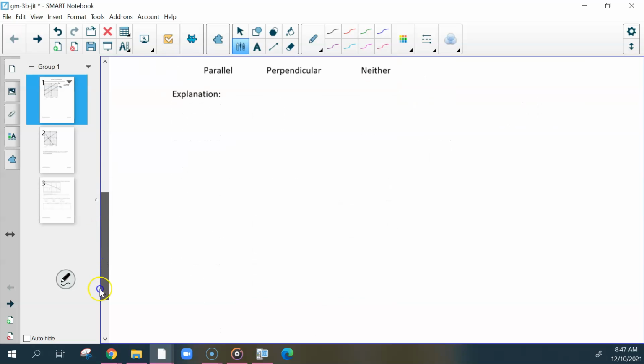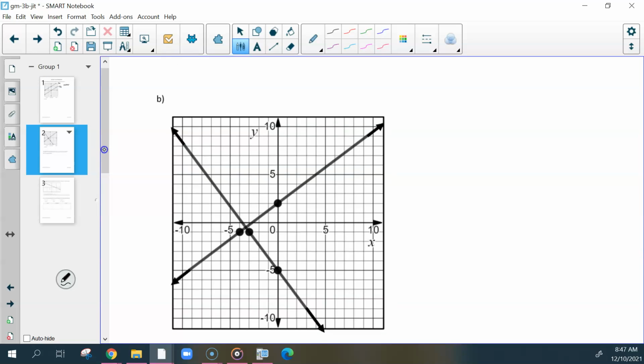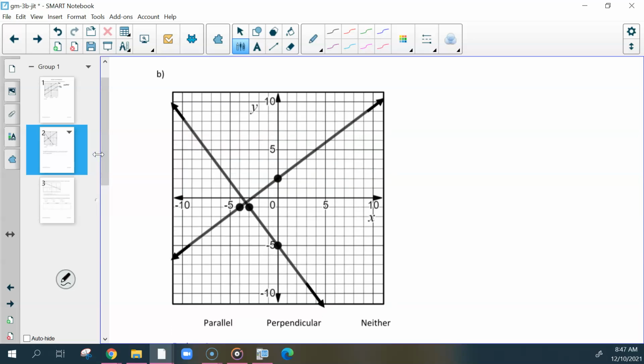What did we find for B? Did we check the slopes? What were the slopes? So these were actually perpendicular. They look like a T and their slopes are negative reciprocals.